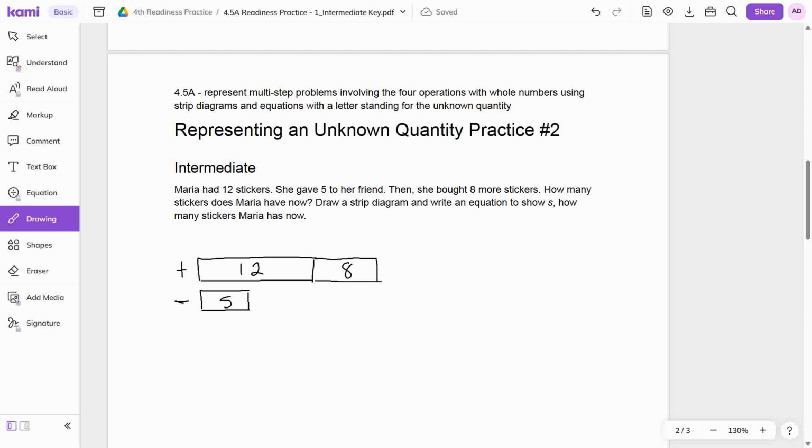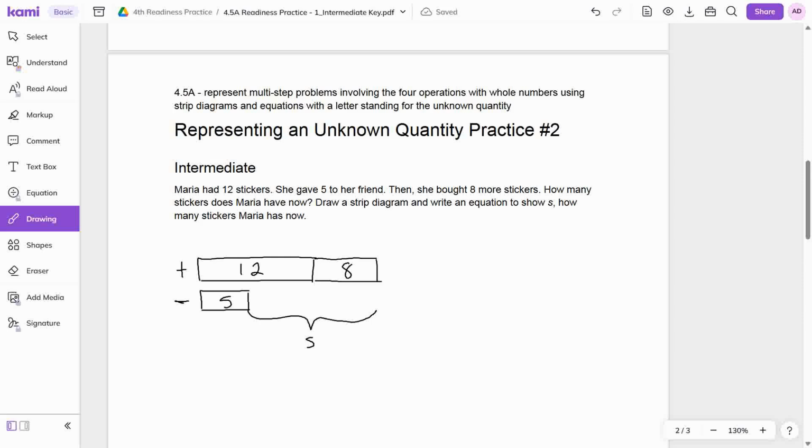So the problem tells me that I have 12, then I take away 5, and then I add or buy 8 more. But you don't have to necessarily do it in that order. You can add the 12 and the 8, and then subtract the 5 if you want to. So that's our strip diagram. And our S is how much she has remaining. So that missing space in the bottom bar is how much she has remaining.